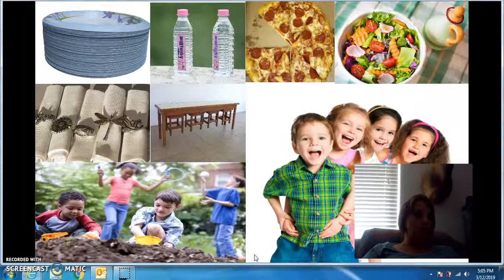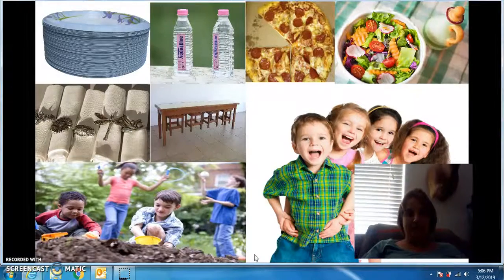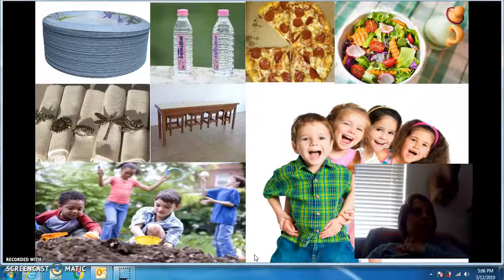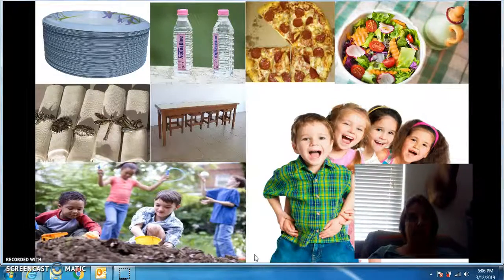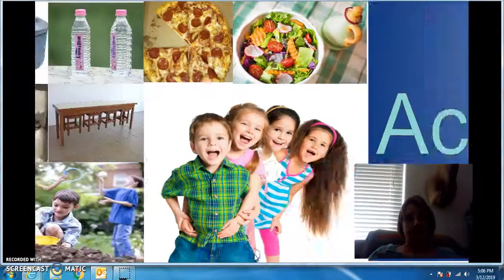Most of all, the most important thing is that we have children. Children are the big thing. And the reason I picked pizza is because most children love pizza. You can't go wrong serving pizza.